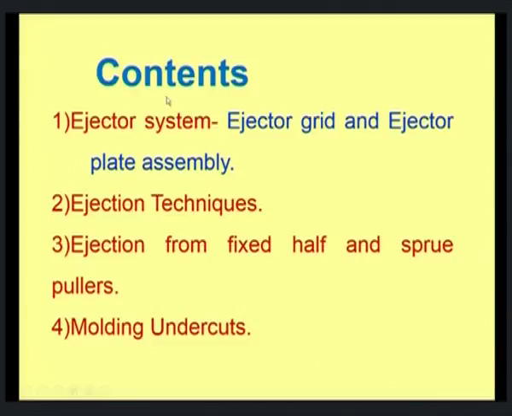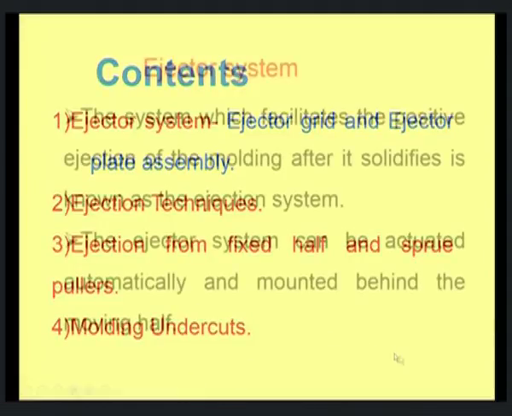Before that, what is an ejector system? It consists of ejector grid and ejector plate assembly. We will see that in detail, and then the different ejection techniques which are normally used in injection molding, and then ejection from fixed half and ejection of sprue pullers, and how to do the molding process with respect to parts that involve undercuts.